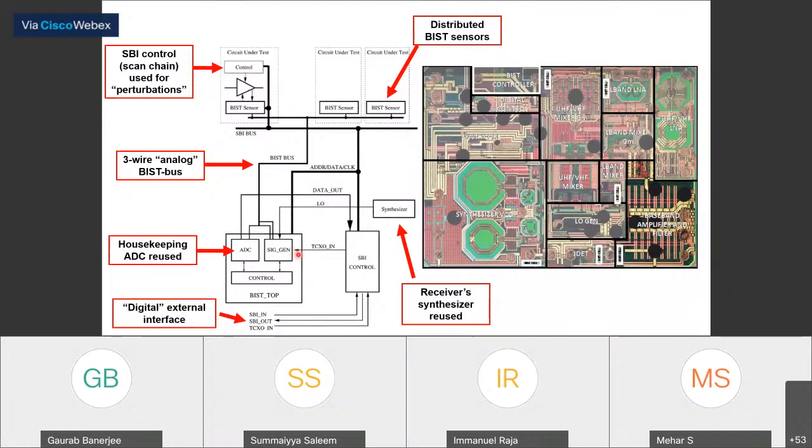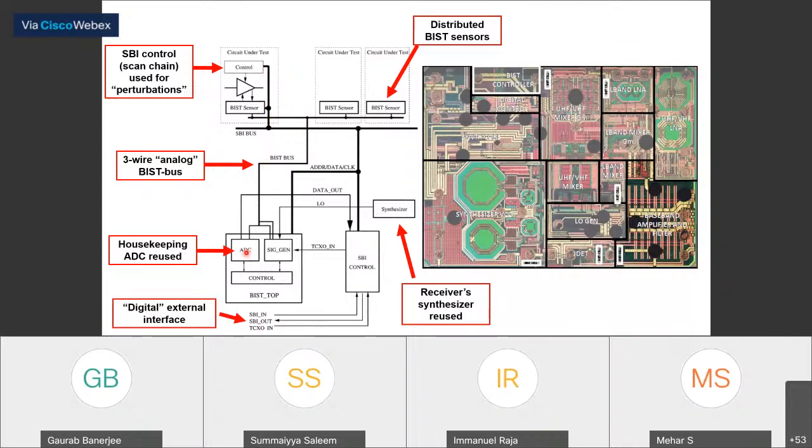So at the heart of the BIST system really was this particular block, which had a digital controller, an interface, an A to D converter and a signal generator. The signal generator essentially leveraged the existing synthesizer. Then it sent out a signal to the various blocks. We stimulated the blocks, we looked at the response. We brought this back again through this BIST analog bus. It was a three-wire bus.